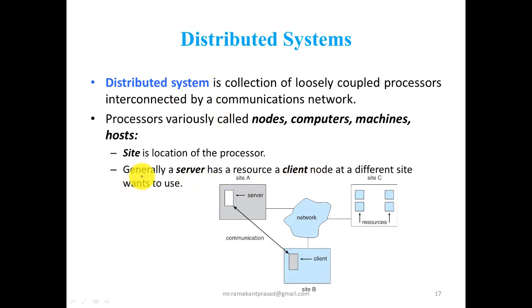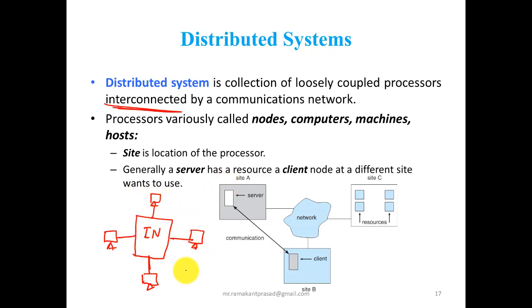So what is a distributed system? Let us see the structure precisely. Suppose this is the interconnection network. The word here is interconnected. So this is the interconnected network, and suppose this is computer 1 connected to this, this is computer 2 connected with this, this is computer 3 connected with this, and this is computer 4 connected with this. So in a distributed system, all computers use the single operating system.